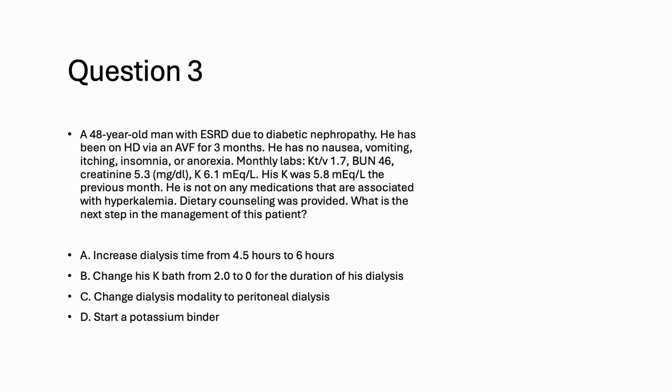What is the best answer? A, increase dialysis time from 4.5 hours, which is the current time, to 6 hours to remove more potassium, of course. B, change potassium bath from 2.0, the current bath, to 0 for the duration of dialysis, meaning for 4.5 hours. So this way we can remove more potassium with dialysis by lowering the potassium bath.